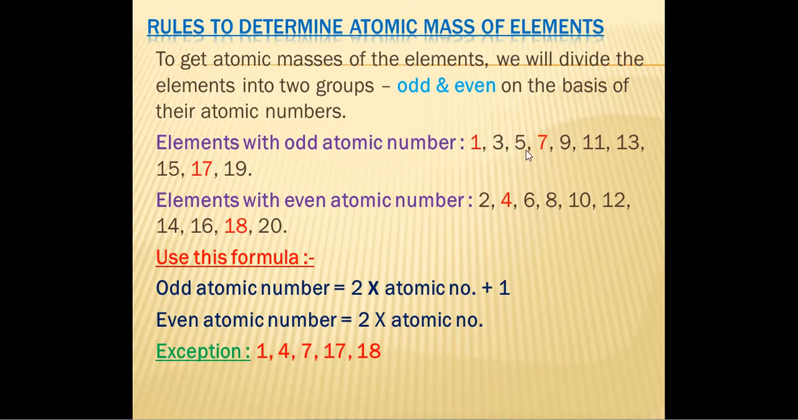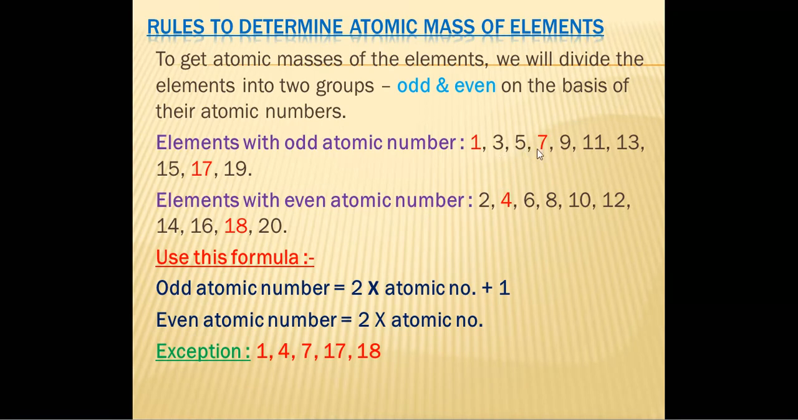For example 5. Okay, 5 is the atomic number of one of the elements. Boron has the atomic number 5. We'll multiply 5 with 2. 5 into 2 is 10, plus 1 we will add, that is 11. That is the atomic mass, or the mass number, of boron.